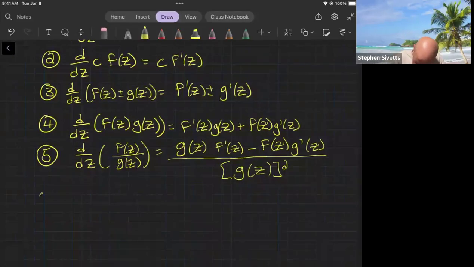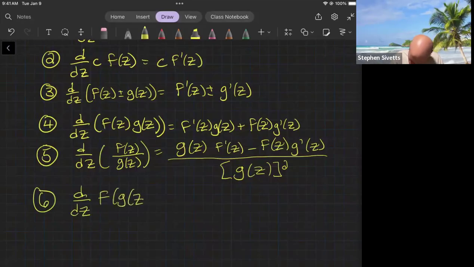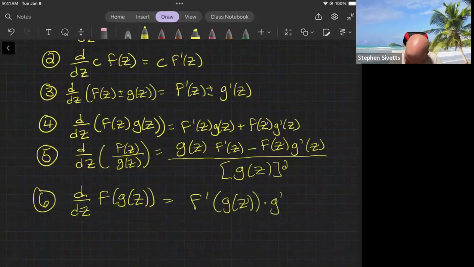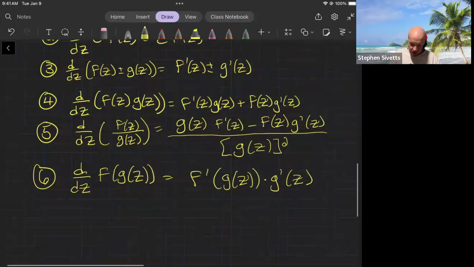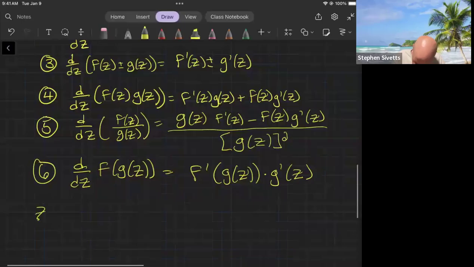That'll still apply, right? And that's just the chain rule. So if I have a composition of two functions, and I want to differentiate it, this will equal f prime of g of z times g prime of z, right? The chain rule still applies.